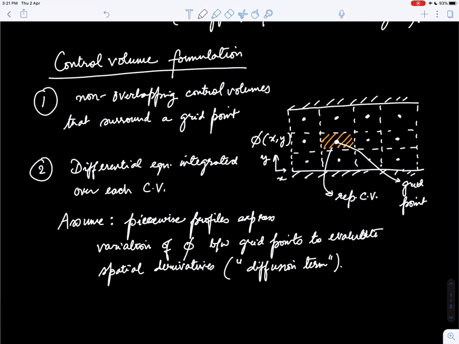Now, these two steps will lead us to a discretization equation that will contain values of the parameter phi for a group of grid points, very similar to the way the finite difference method works.